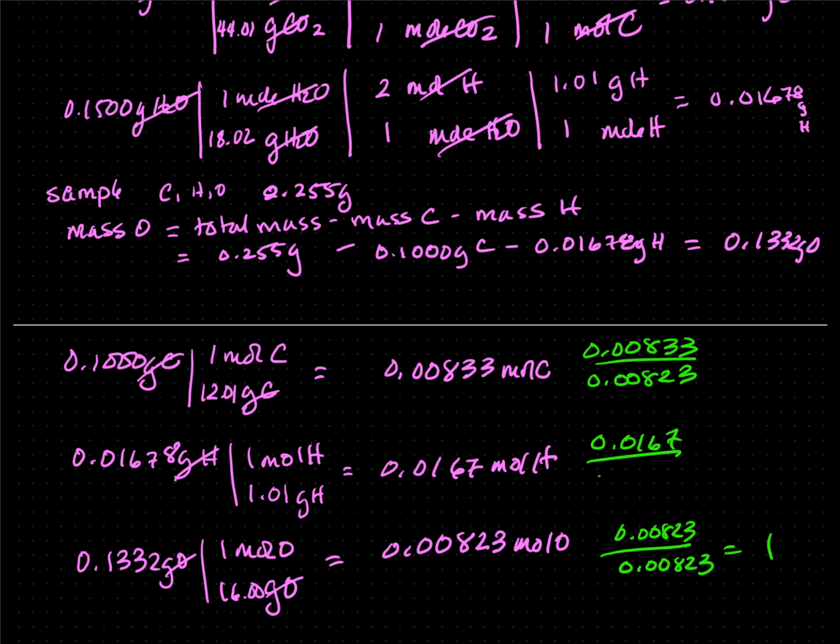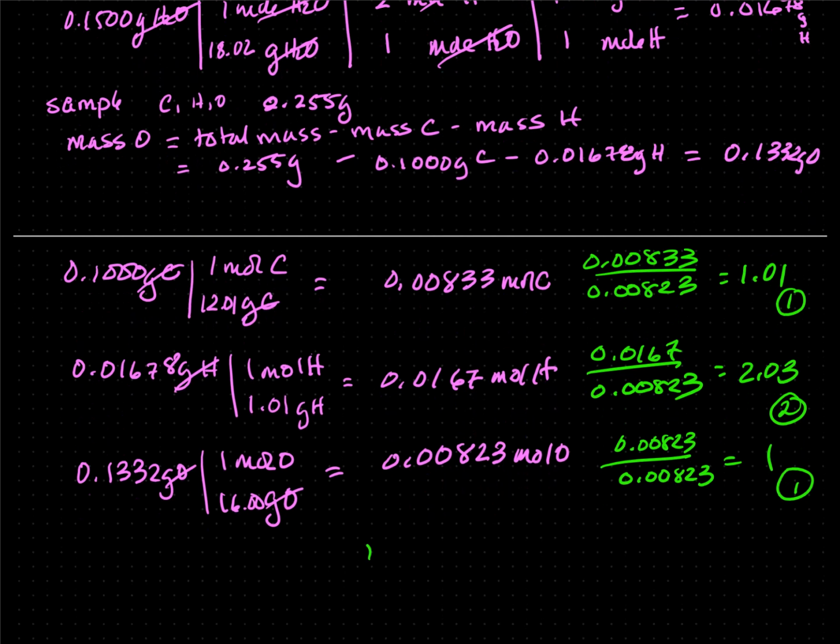0.0167 divided by the smallest, 0.00823. So for the carbon, we get 1.01. For the hydrogen, we get 2.03. So these are all roundable, so we don't need to multiply till whole. So the carbon, there is 1. For the hydrogen, there is 2. For the oxygen, there is 1. So my empirical formula is C1H2O1.